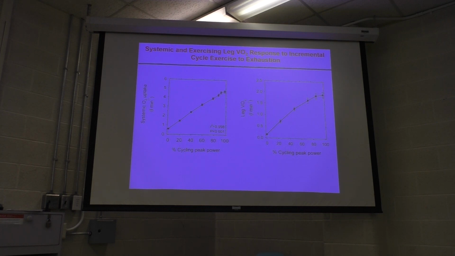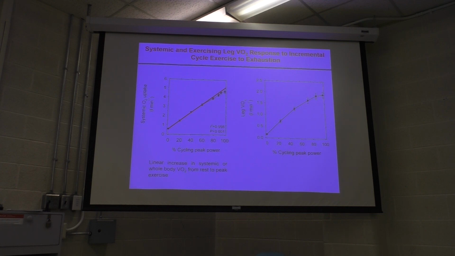And then they had them do an incremental cycle exercise. So on the x-axis, we're going from rest up to 100%, and they're going obviously to exhaustion. So you can see a nice linear increase in whole body VO2 from rest to peak exercise. A little tapering off here, but as we go from rest to peak, we're obviously using more oxygen, and there you go, a nice linear increase.